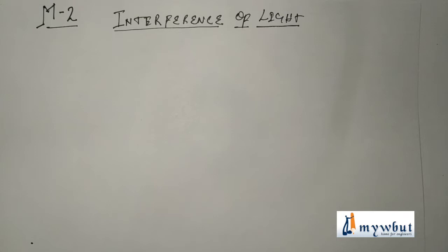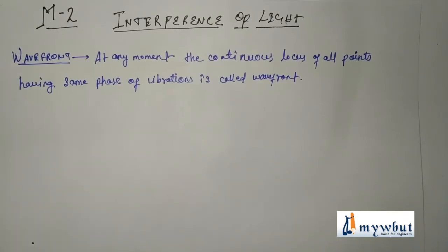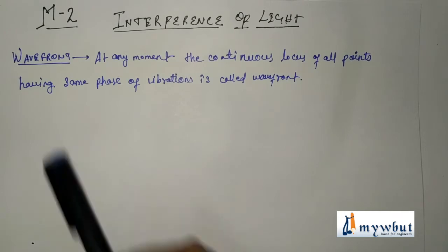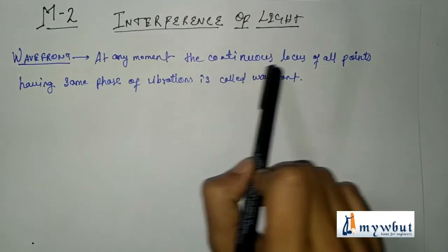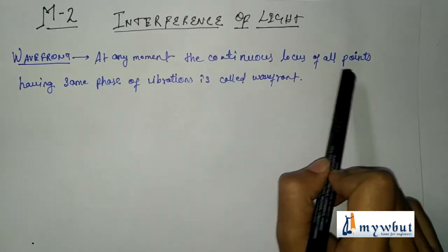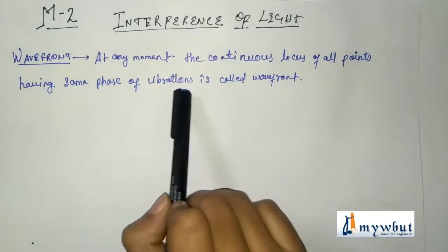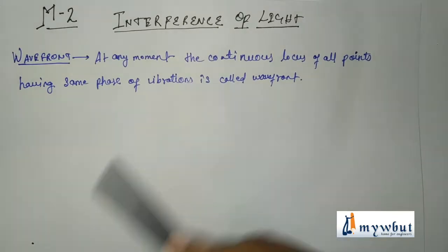At any point, the continuous locus of all points having the same phase of vibration is called a wavefront. So let me write that down for you all. Here is the definition I have written for you all. Please note it down carefully. What is wavefront? At any moment, the continuous locus of all points having same phase of vibrations is called wavefront.